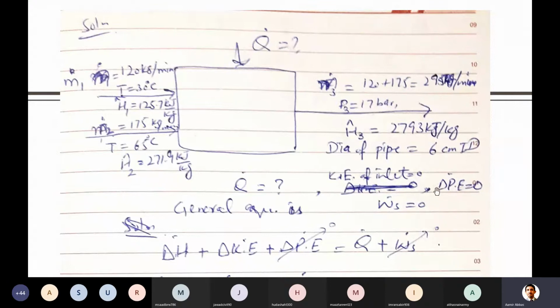By the way, I wrote here change in potential energy is 0. Is it okay or not? What do you say? What about change in potential energy? Because there is no change in height. He didn't mention anything related to this, so change in potential energy is 0.